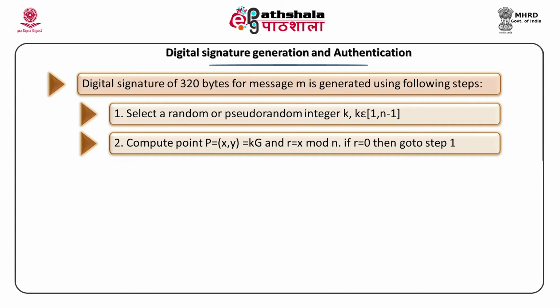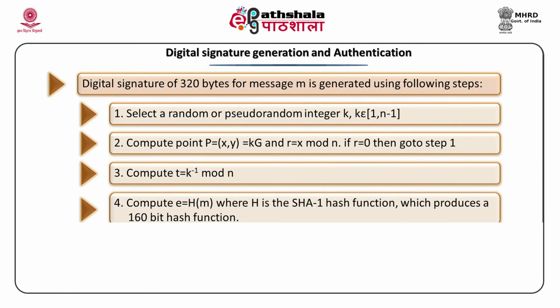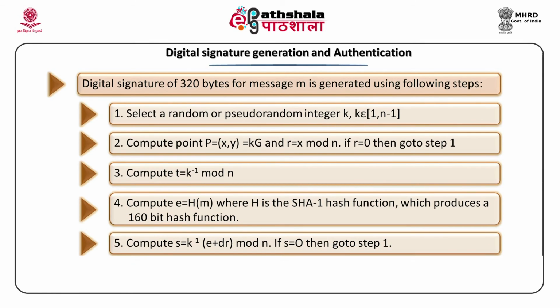Once we have an appropriate K and we have computed point P and R, compute T. Now what is T? T is nothing but the inverse of K in modulo n arithmetic. We are with P, we are with R, we are with T. Now compute E. E is the hash of the message, where H is the SHA1 hash function which produces a 160-bit hash value. Compute S, which is nothing but K inverse times E plus D into R, mod n. We already have D, we already have R, we already have E, K inverse.